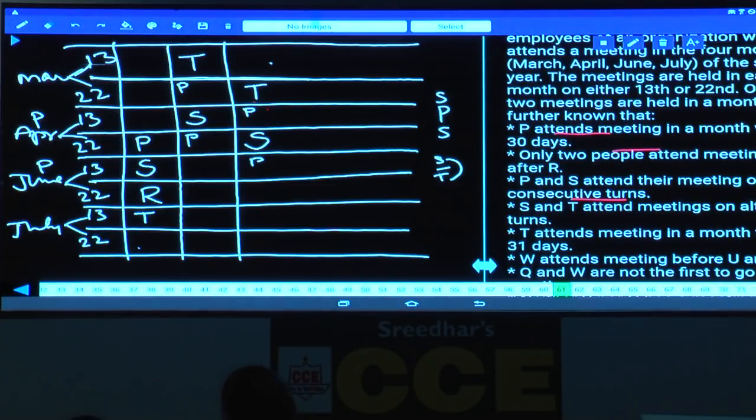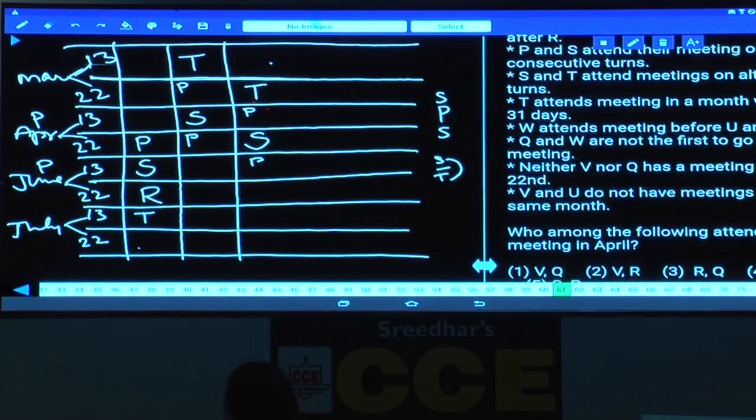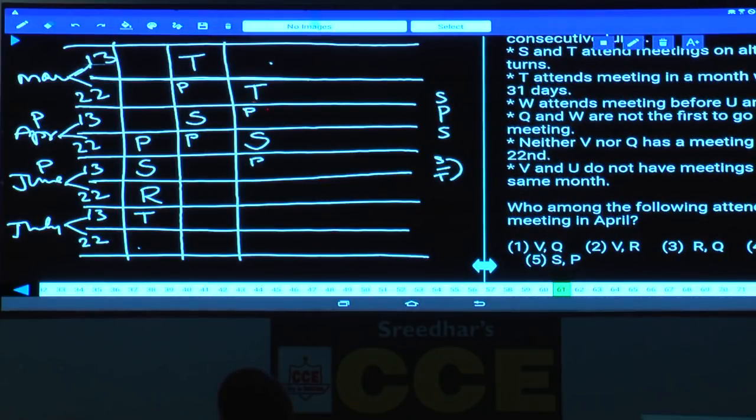P and S attend a meeting consecutively, S and T alternate. T attends a meeting in the month which has 31 days. W attends the meeting before U and V, sorry. W attends before U and V.